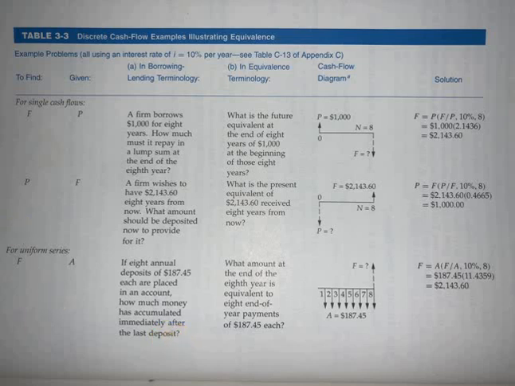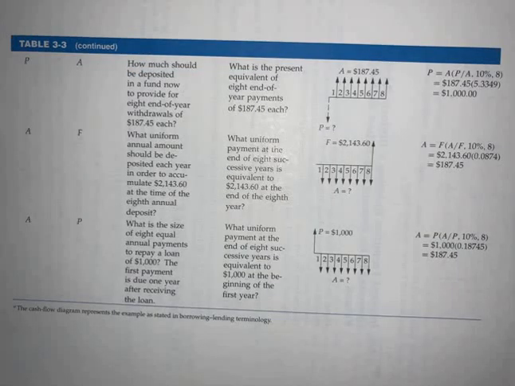Just have a look at this slide and the following one, just to know how the question comes, the form of the question, the form of the writing, just to get used to understanding the given and what's required. For example, here, what is the size of 8 equal annual payments? So 8 equal annual payments, I'm asking for A, to repay a loan of $1,000. The first payment is due 1 year after receiving the loan, indicating that this is the annuity, because the annuity will take place 1 year from the present.